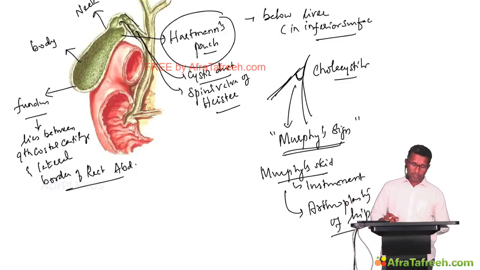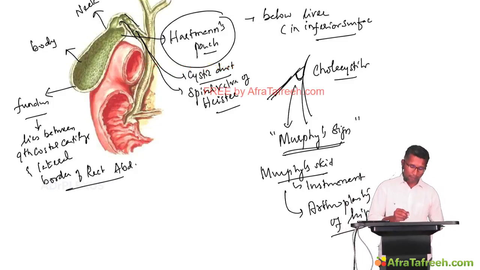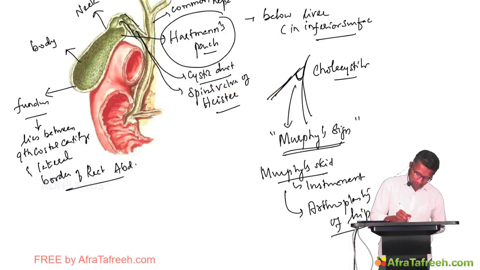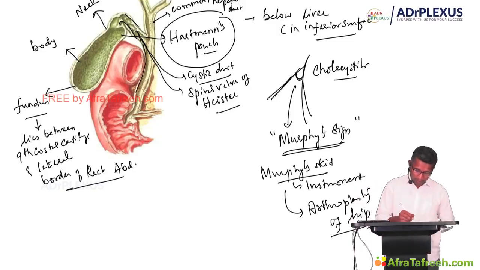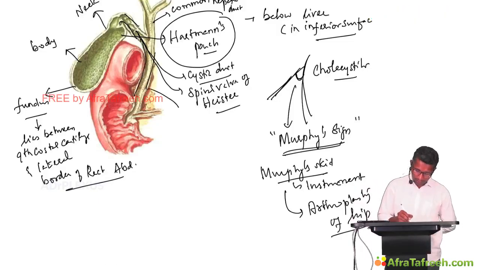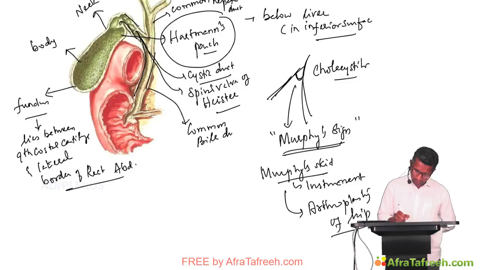Now the cystic duct joins with the common hepatic duct. This duct is called the common hepatic duct. The cystic duct joins with the common hepatic duct to form the main duct, which is called the common bile duct.